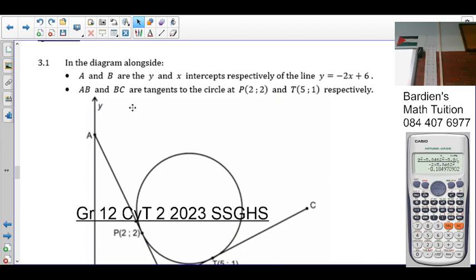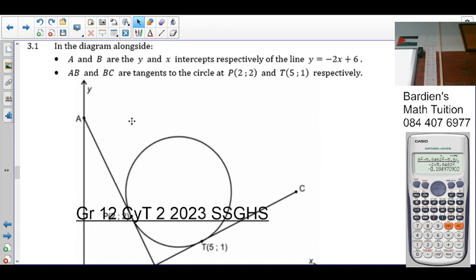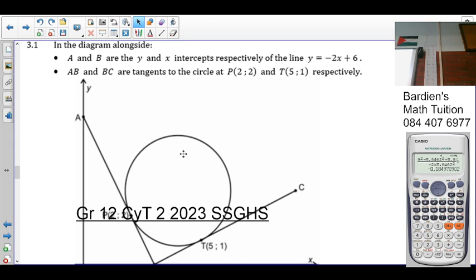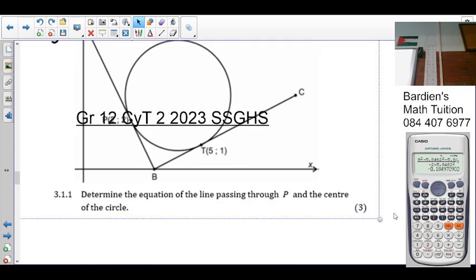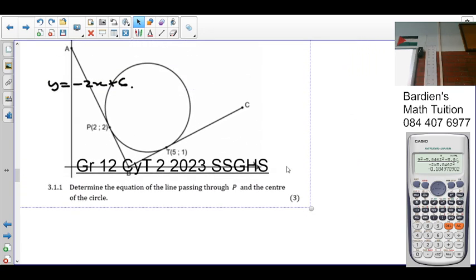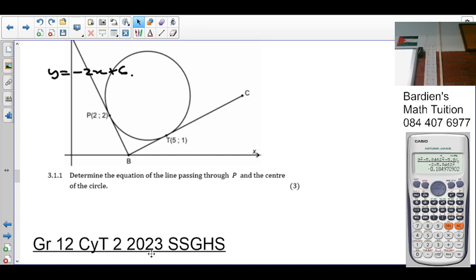In question 3, we are told that in the diagram alongside A and B are the y and the x intercepts respectively of the line y equals negative 2x plus 6. Then we are told that AB and BC are tangents to the circle at P, which is (2, 2), and T, which is (5, 1). The question says, determine the equation of the line passing through P and the center of the circle.